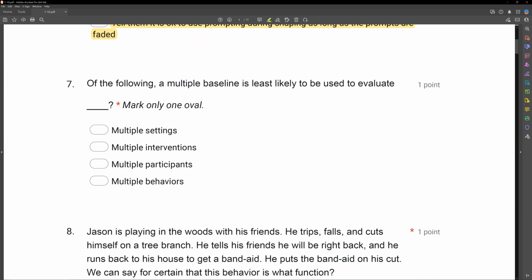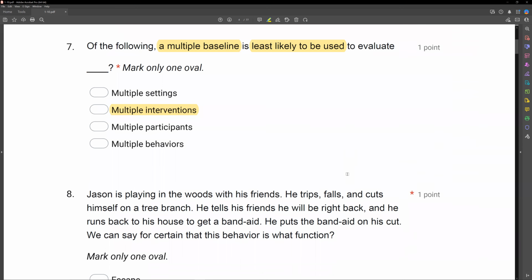So let's answer it. Of the following, a multiple baseline is least likely to be used to evaluate what? Well, we know multiple baselines can be used across settings, and participants. Those are probably the two most common. You can also use them commonly across behaviors, okay? Settings, participants, and behaviors, the 3 most common. Less common is multiple interventions. Now, you could contrive it in a way, maybe, where you could do multiple interventions in a very specific way if you combined it and did certain manipulations. But in general, a multiple baseline is least likely to be used to evaluate multiple interventions. That's it. That's how we answer easy questions. We trust our prep, answer it, and we move on.